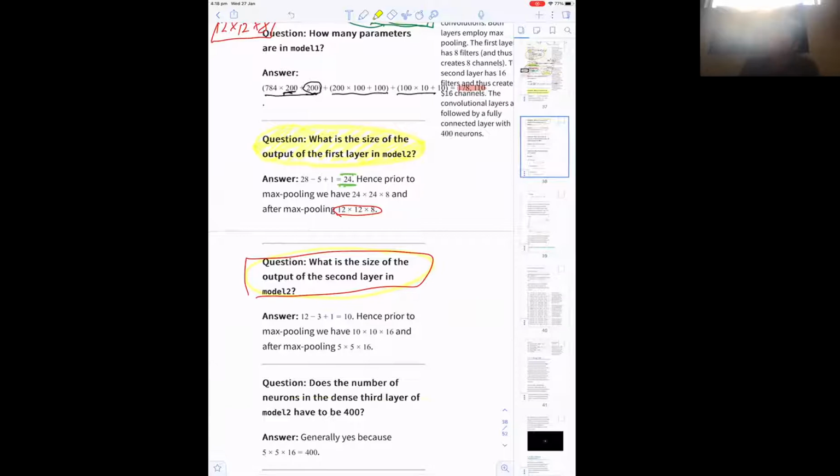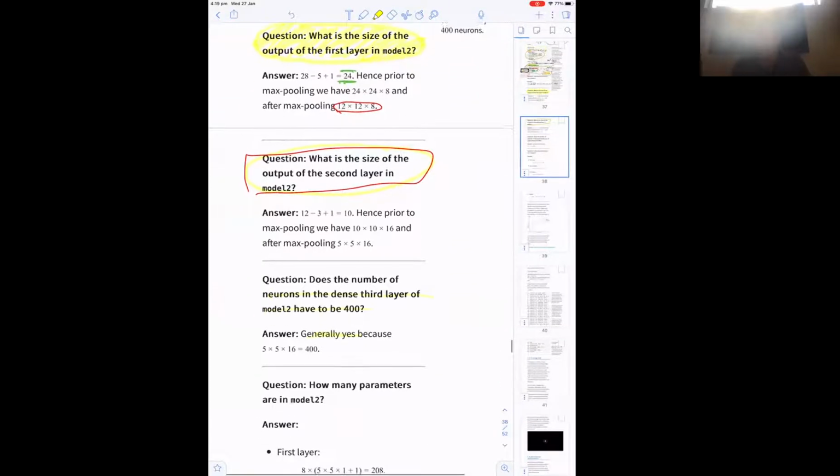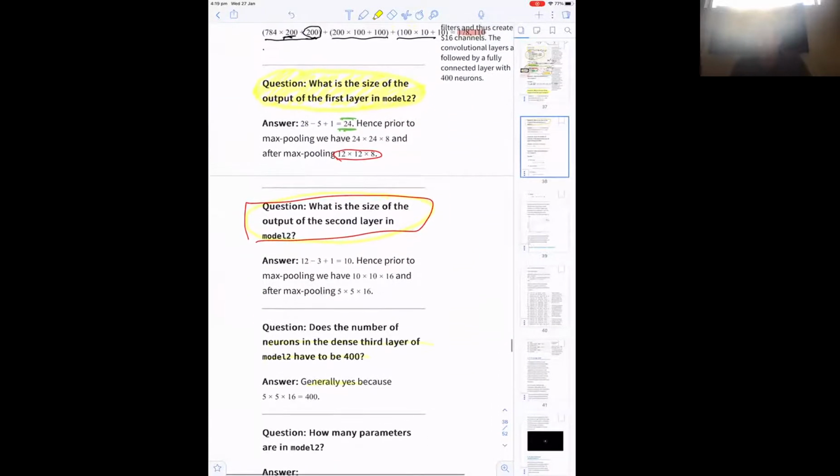Does the number of neurons in the dense layer have to be 400? Generally, yes. We say generally yes because we could have conceived some architecture where you don't use all of them, for example. And how many parameters are in the model?